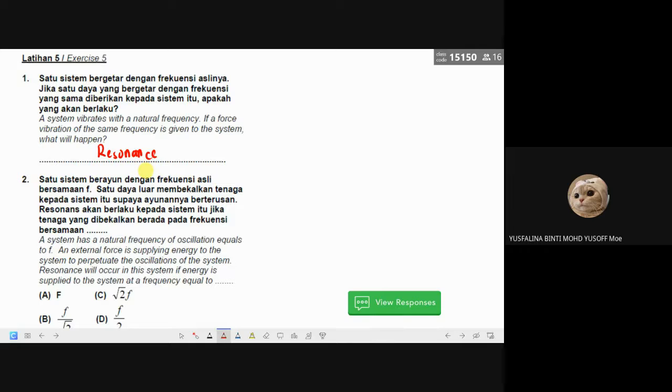For number two, it says a system has a natural frequency of oscillation equal to F. An external force is applying energy to the system to perpetuate the oscillation of the system. So resonance will occur in the system if energy is supplied to the system at a frequency equal to F. The frequency must be the same, the natural frequency, both of them. Then resonance can occur.